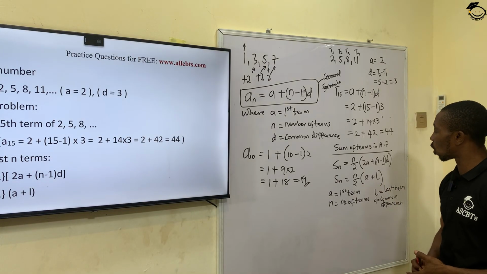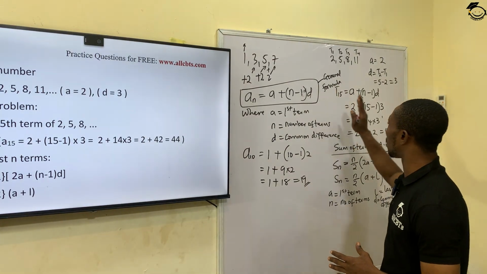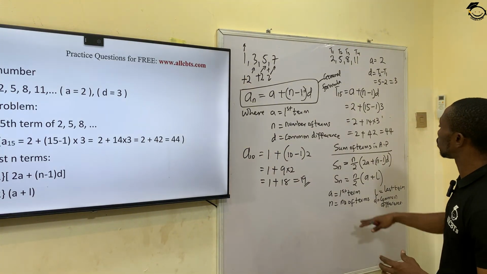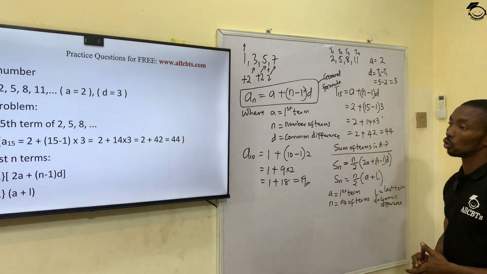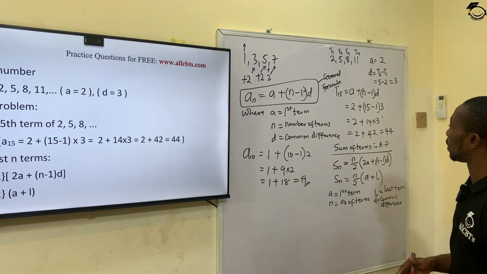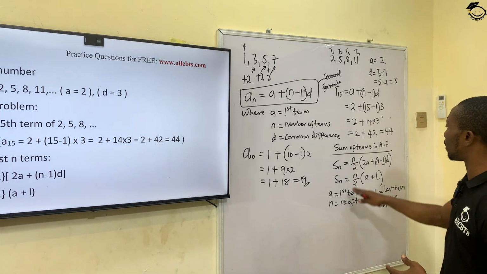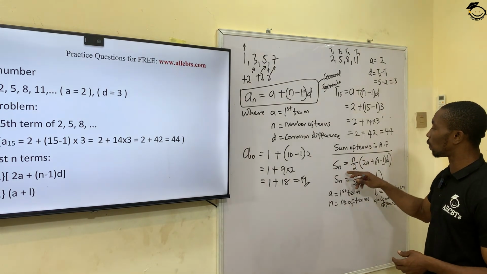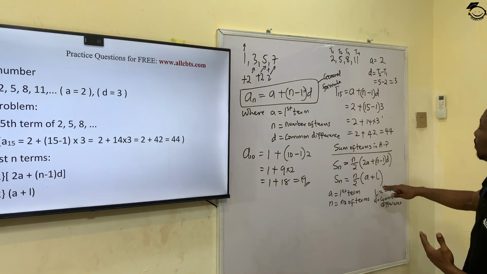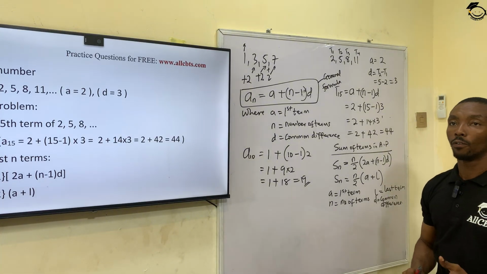At times, you might be given just the first term and the last term of your sequence for you to find the sum of terms. So you should be able to know which formula to apply in finding your sum of terms. In the situation where you're given the number of terms, you use your first formula, and in situations when you're given your last term, you use your second formula.